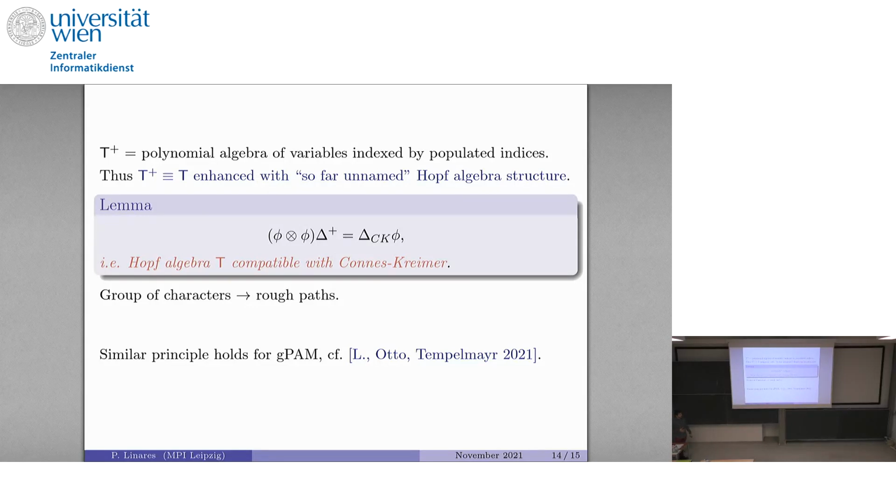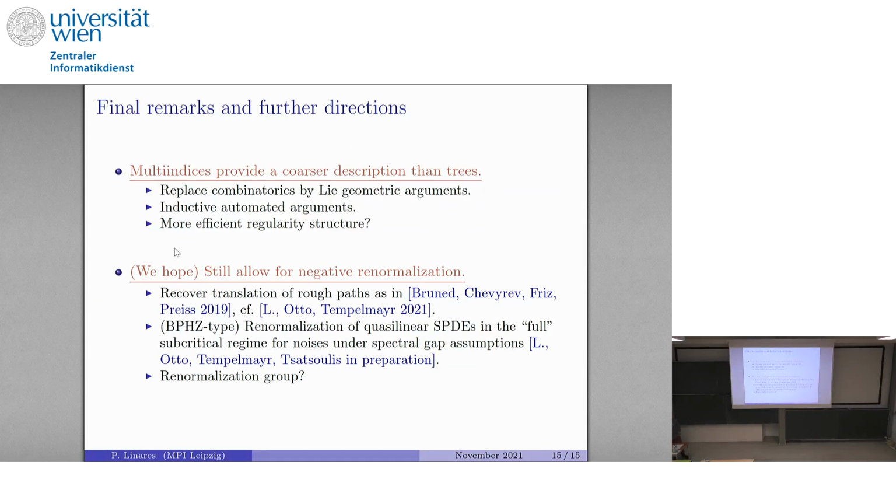A similar principle holds for other equations. So we computed all of this also in the case of the generalized parabolic Anderson model, where you have to treat polynomial decorations, and we expect something like this to be a general principle between multi-indices and the tree-based description in regularity structures. So maybe very quickly, just some final remarks.